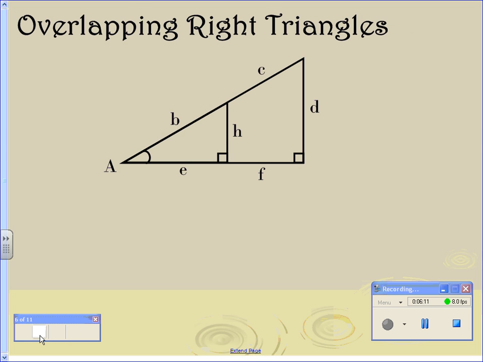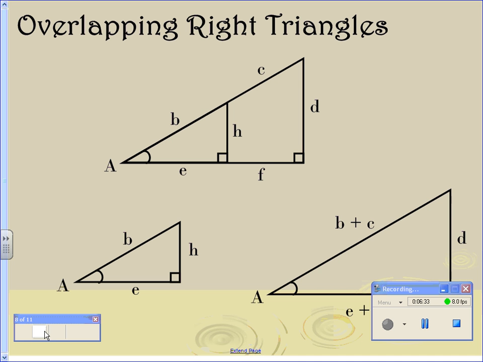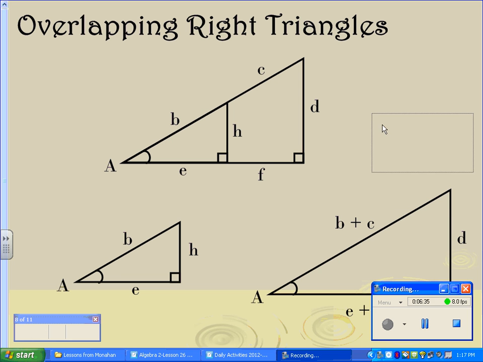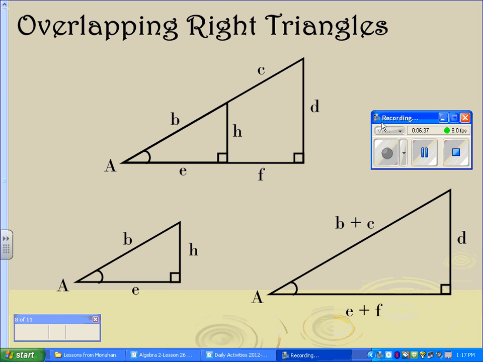Okay. Looking at overlapping right triangles. How many triangles do you see? One is the little one, right? And then what is the other one? The big one. What is going to be the hypotenuse of the big triangle? B plus C, okay? Does that make sense? And E plus F is the base of it.